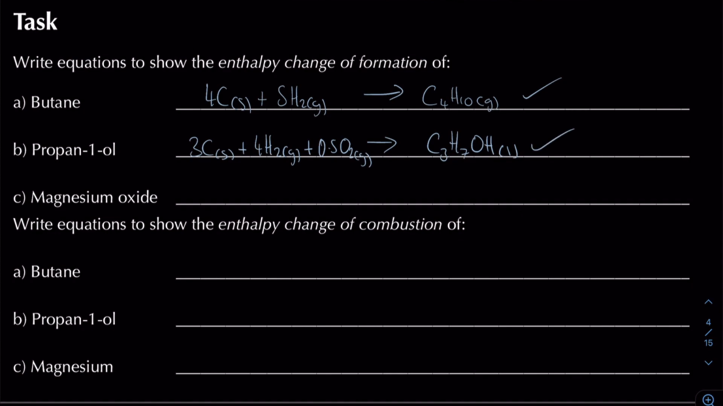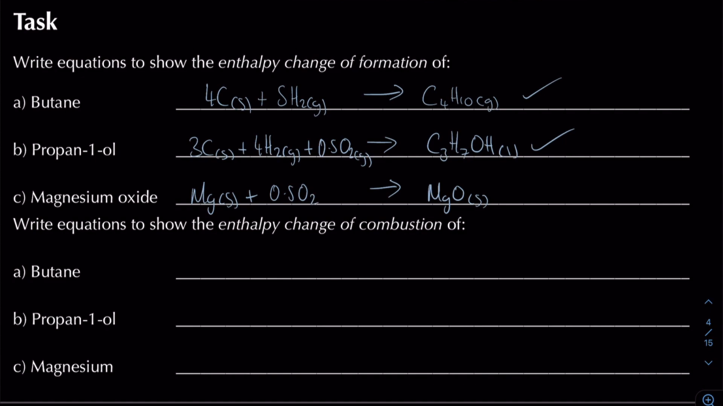If I look at the next one, I've got magnesium oxide, which is going to look like this. Ionic compound, that's going to be a solid at room temperature and pressure. And we know the following, that we've got magnesium oxide being formed from magnesium, the metal, which is solid, and then half a lot of oxygen, which is going to be a gas as well.